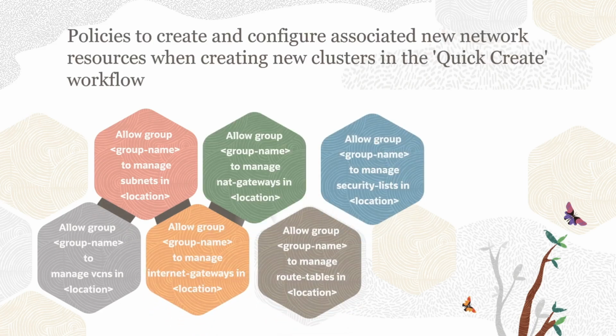To enable users in a group to automatically create and configure associated network resources when creating a new cluster in the quick create workflow, you must also grant policies to the group with the following permissions. You must allow the group to manage VCNs. The group must have permission to manage subnets, manage internet gateways, manage NAT gateways. The group must also have permissions to manage route tables as well as manage security lists in the given location.